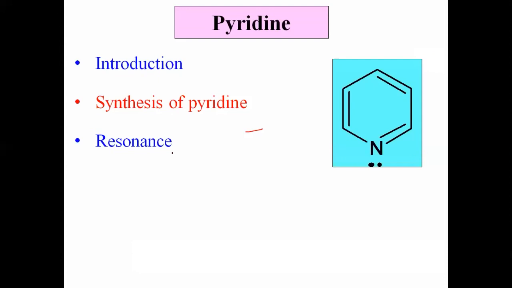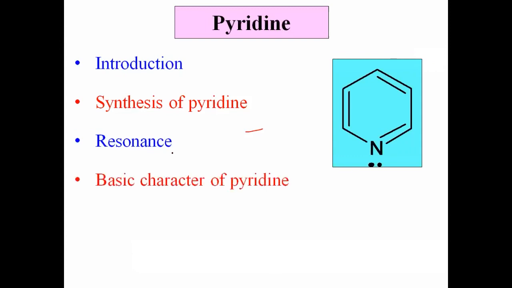Actually, positions 2, 4 and 6 have a positive charge, and therefore a nucleophile can easily attack at positions 2, 4 and 6, and it undergoes nucleophilic substitution at those positions, while the remaining positions 3 and 5 are comparatively electron rich, and hence an electrophile attacks at those positions, and pyridine undergoes electrophilic substitution at positions 3 and 5. Okay, we have concluded this on the basis of the resonating structures.